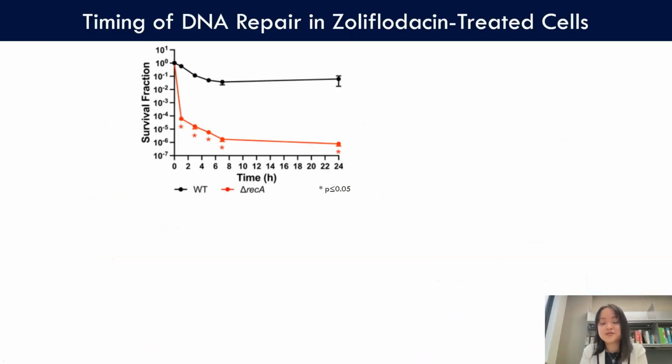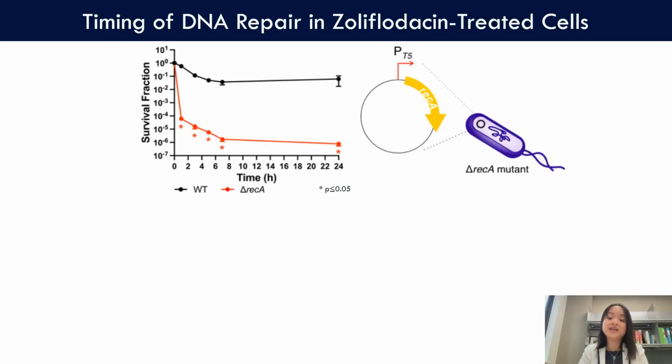So we then asked whether these zoliflodacin-sensitized cells still suffer from DNA damage, and once again we made use of our delta recA mutant. We saw that when cells lacked recA, survival of these cells decreased by about 5 orders of magnitude compared with their wild-type counterparts when they're sensitized to zoliflodacin. So this indicates that these persisters that survive Zoli treatment suffer from DNA damage.